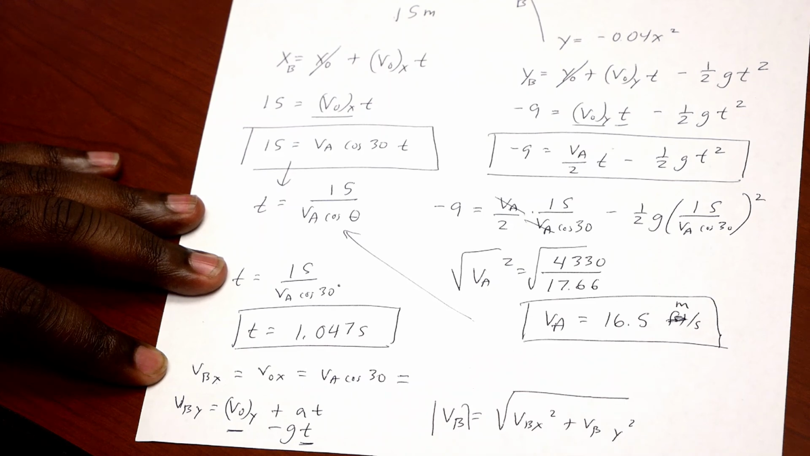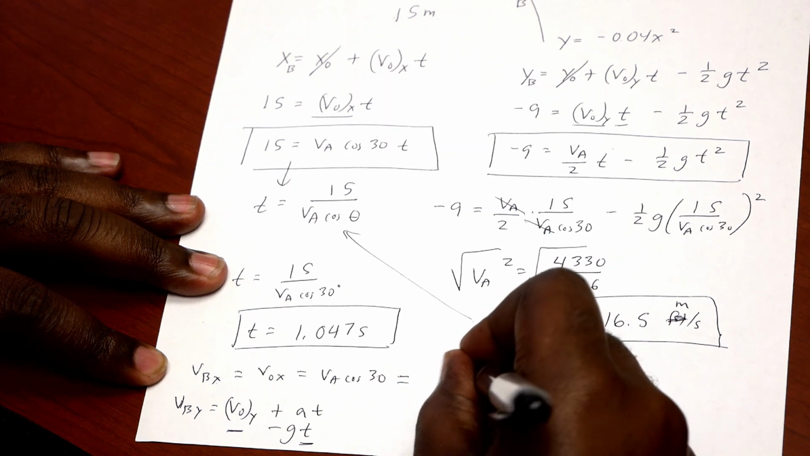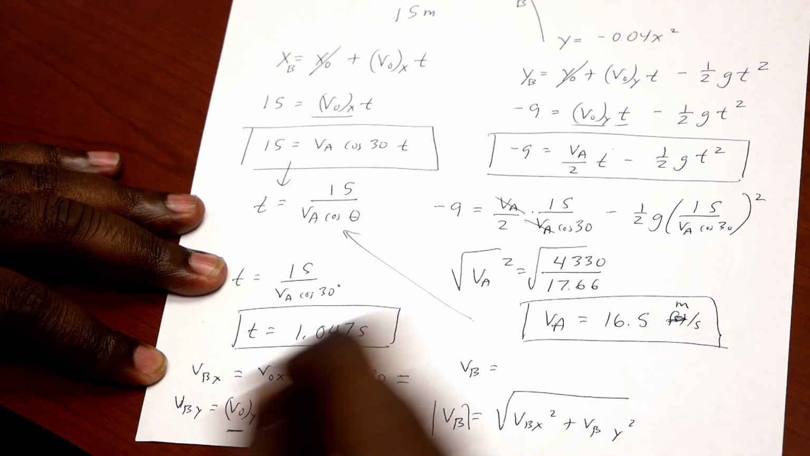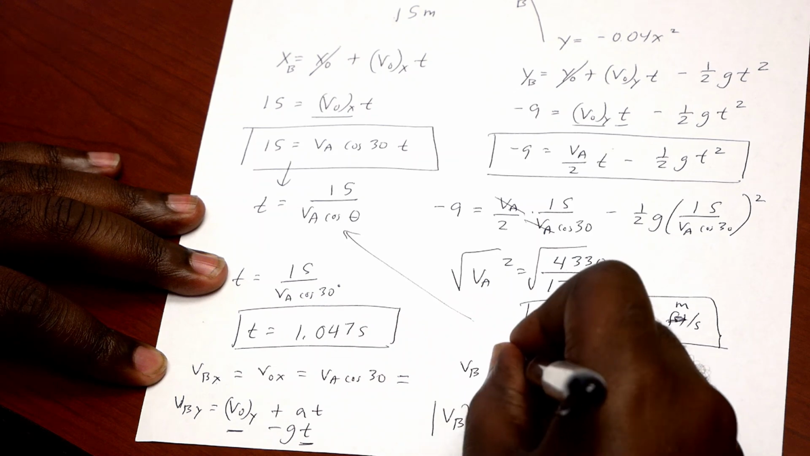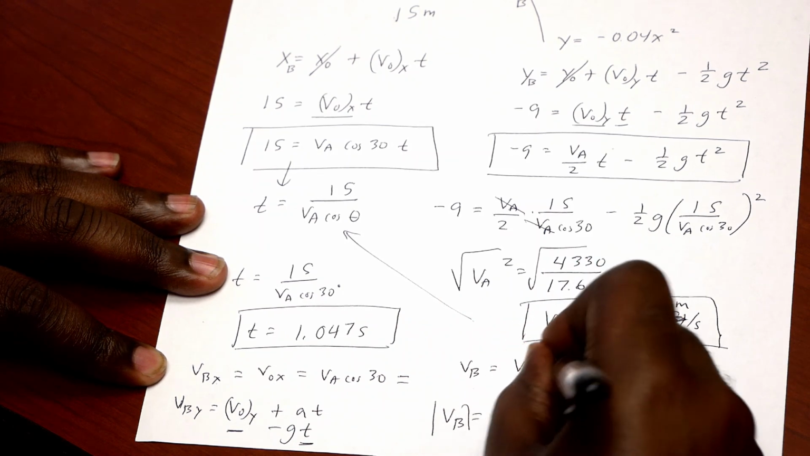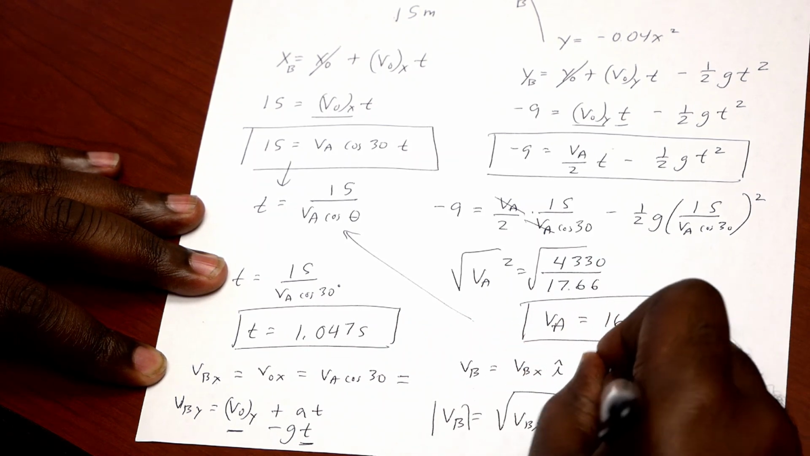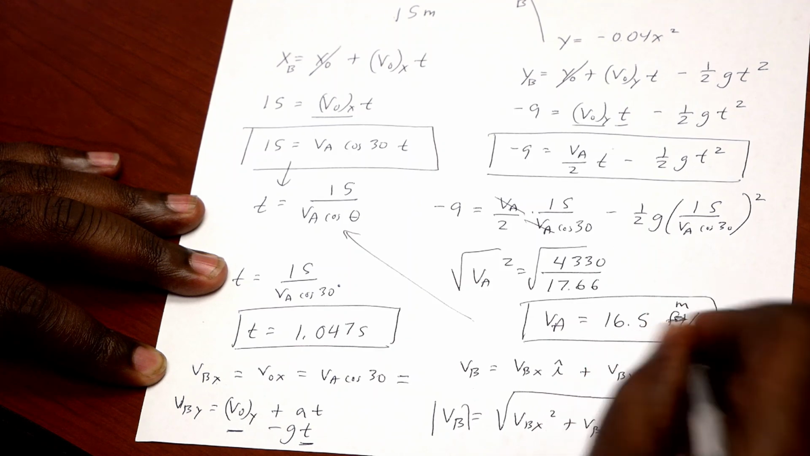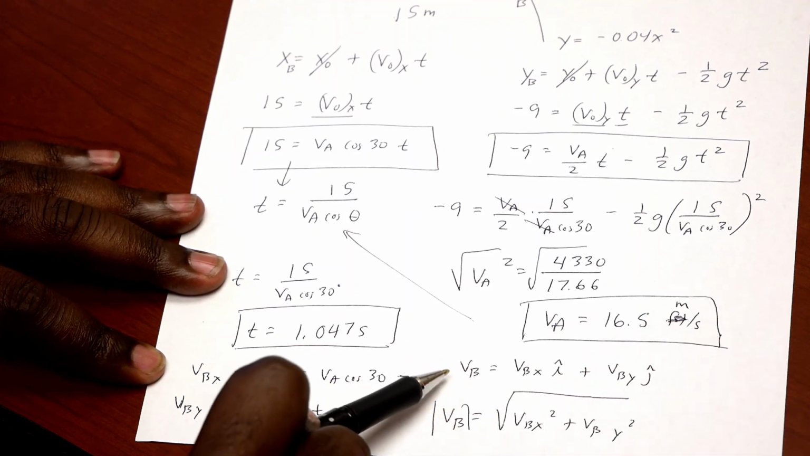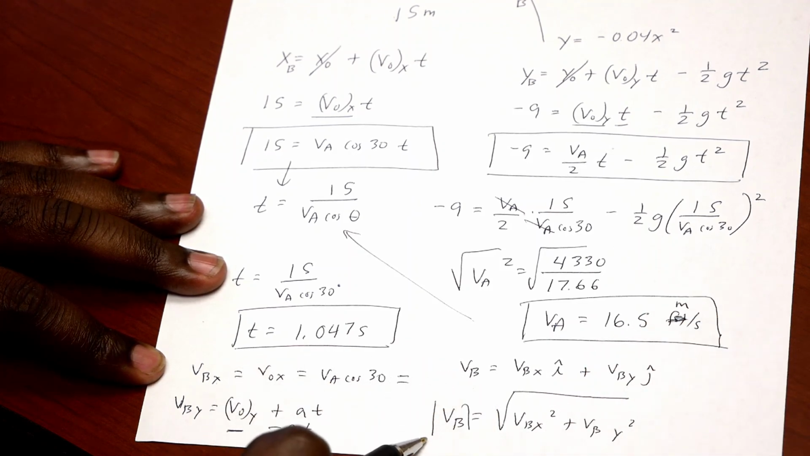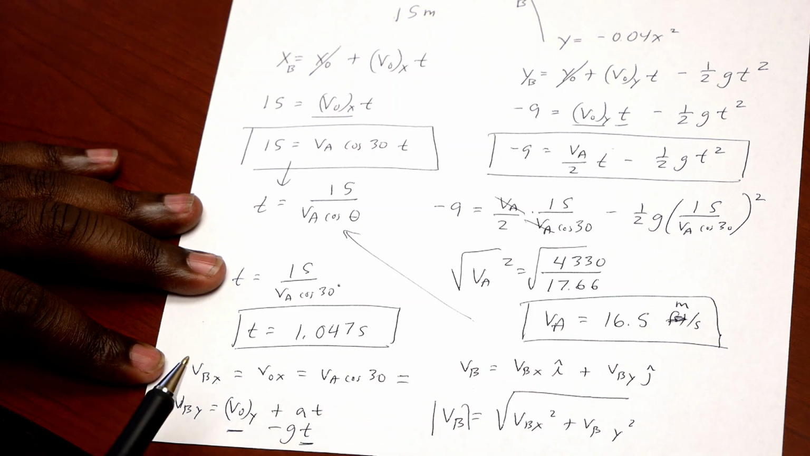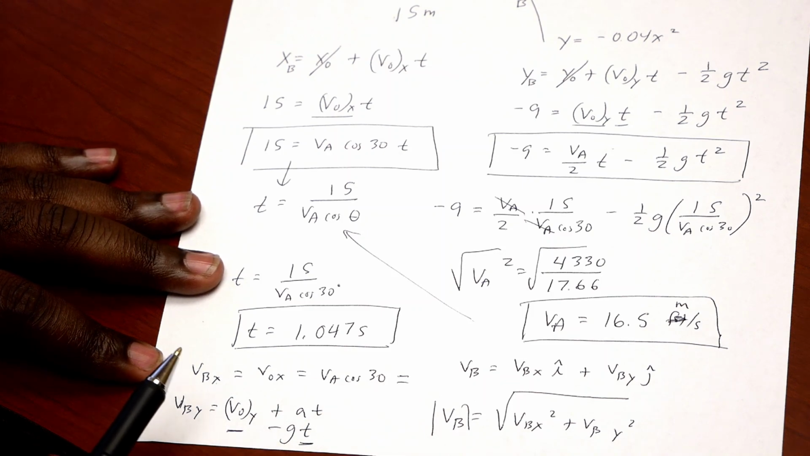And then, just for completeness, the vector VB would be the quantity of VBX in the I direction plus VBY in the J direction. So that would be the vector and the magnitude of the velocity at impact at point B. And that's the solution for the second problem in our first exam.